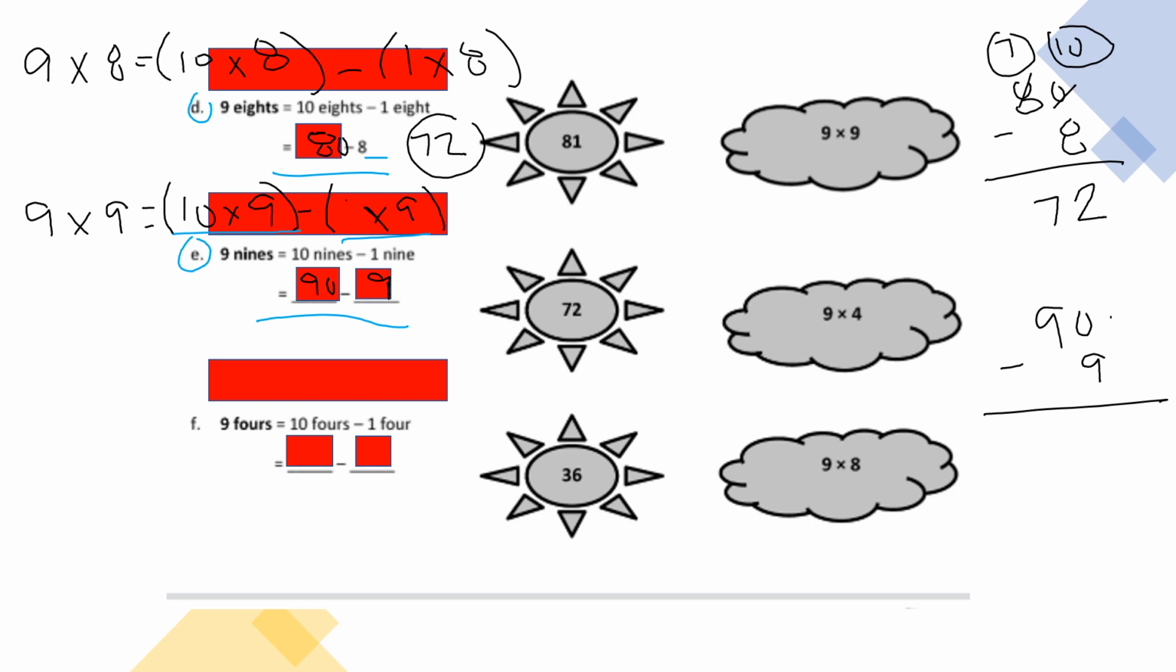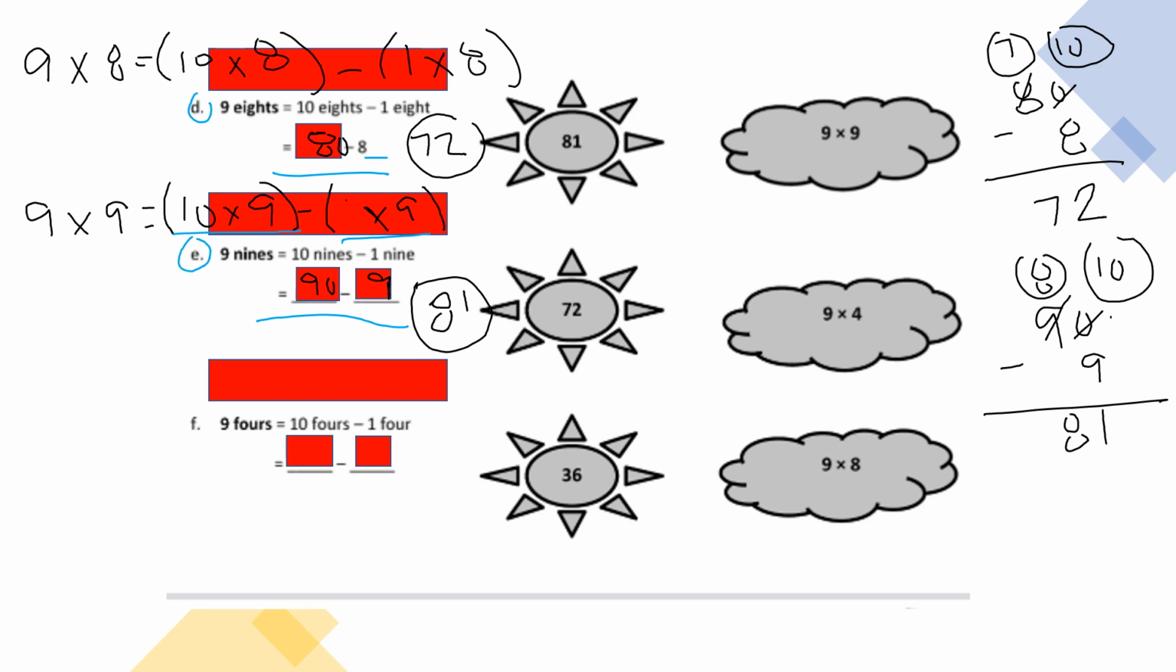Do I have enough? No. Go next door. Then 9 becomes an 8. 0 becomes a 10. 10 minus 9 is 1. 8 minus 0 is 8. 81 is our solution. Write it here. Circle it.